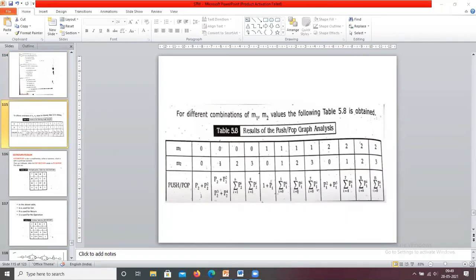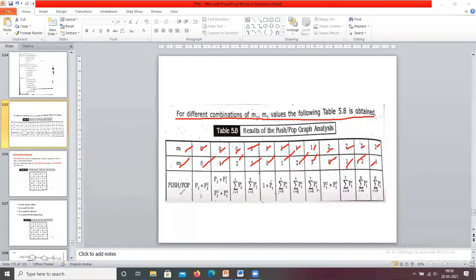So this is for different combinations of m1, m2 values. So this is the table. This is m1, m2. So these are the different cases: 0 0, 0 1, 0 2, 0 3, 1 0, 1 1, 1 2, 1 3, 2 0, 2 1, 2 2, 2 3. Okay, these are the different cases.